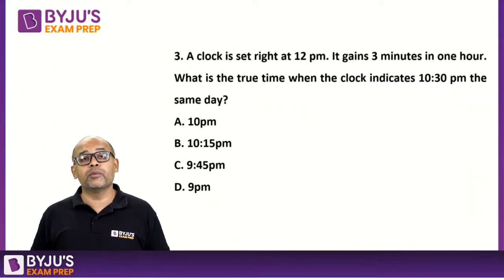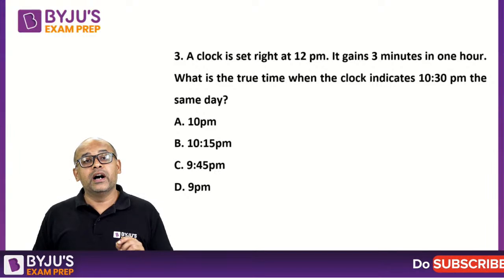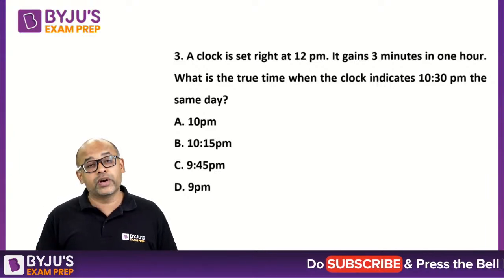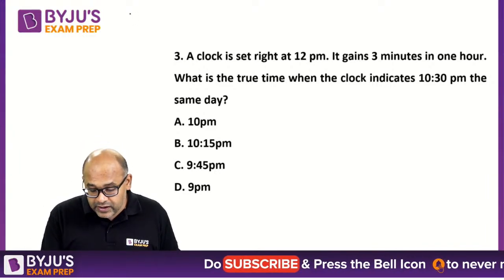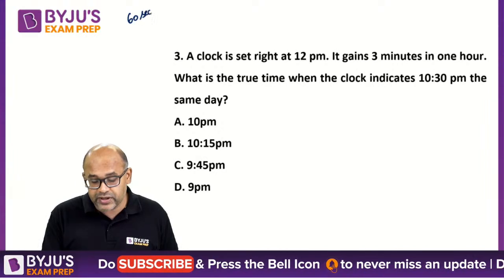Now this time we're talking about gaining and losing speed. So it is fast running and slow running clocks. Take this in and do this in 60 seconds. Your time starts now.